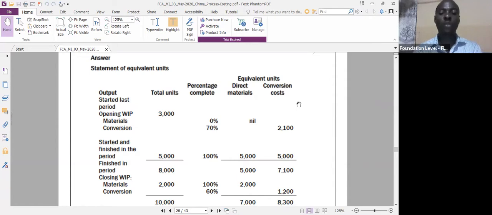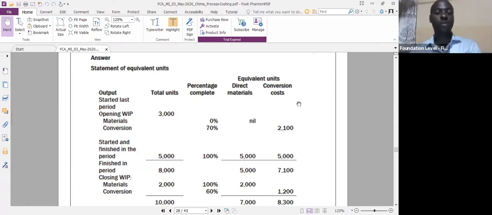Okay, so we've done that. So you see that material is now nil because we mentioned 0%, and conversion cost is now 2,100. So that's the cost for conversion. Then we now go to those ones that are started this month and finished this month. We have 5,000 units. Material and labor is 100% because they were started this month and finished this month.